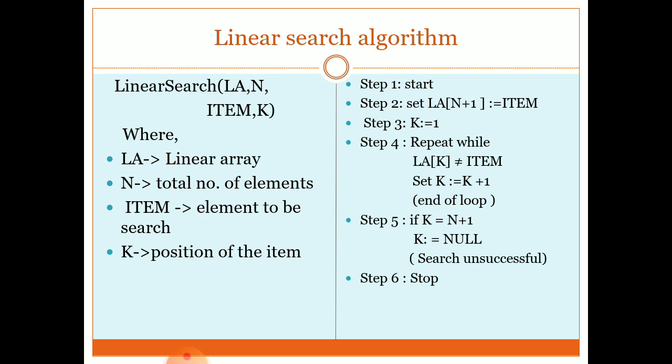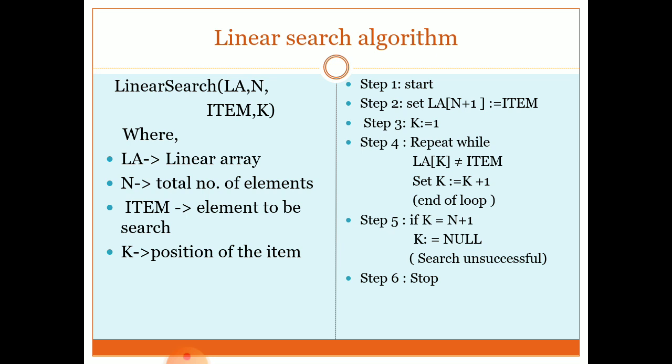So if K equals n plus 1, I just said K equals null. K equals null means nothing but what? Search unsuccessful. Because the element which is present at the n plus 1 position, I explicitly put at that position. Correct?